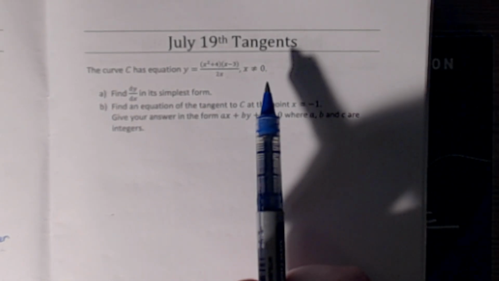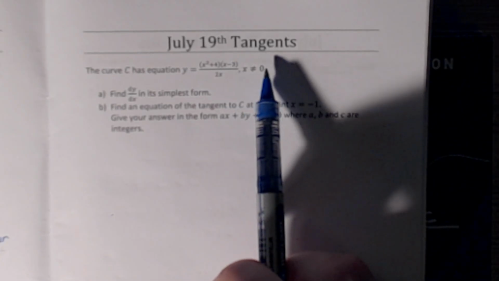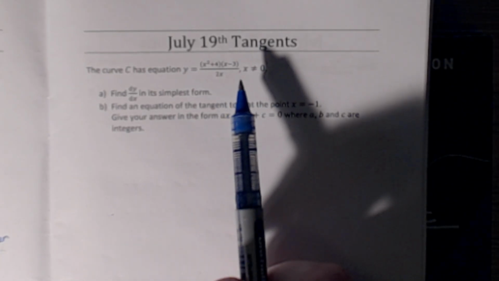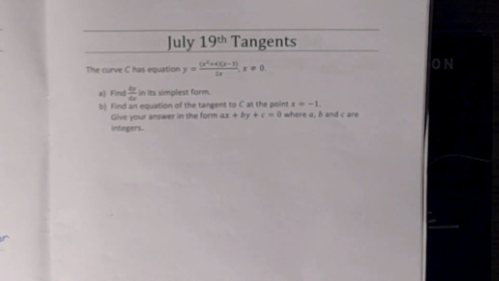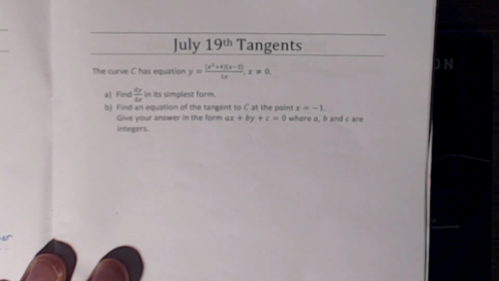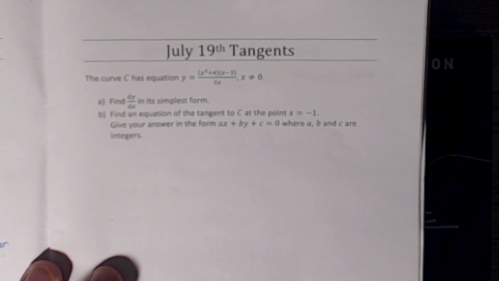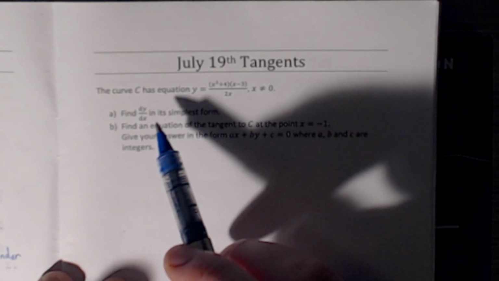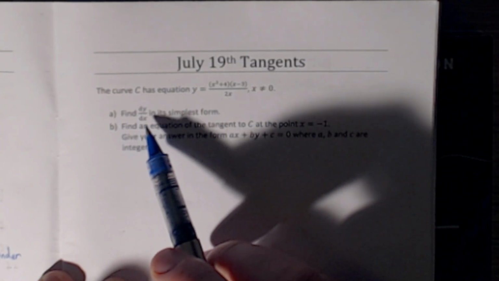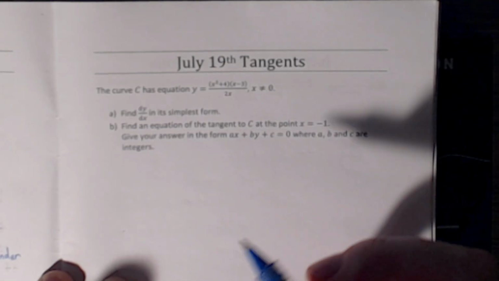Now a reminder of what that means, it's just that if we put 0 into this, it will kind of break things. If you imagine putting 0 into that divide by 2x, that'd be a divide by 0, and we don't like those, if you remember. But other than that, it shouldn't be something to worry about. So, we've got this equation, and first off we want to find dy by dx in its simplest form.